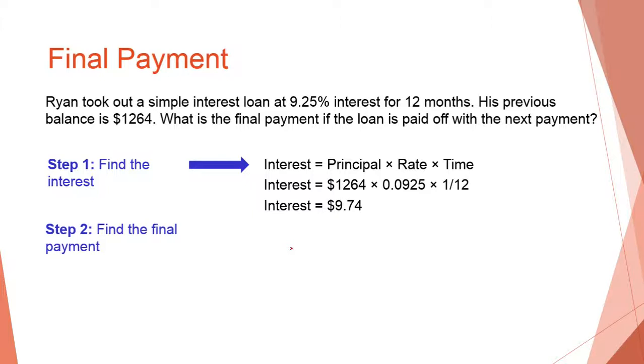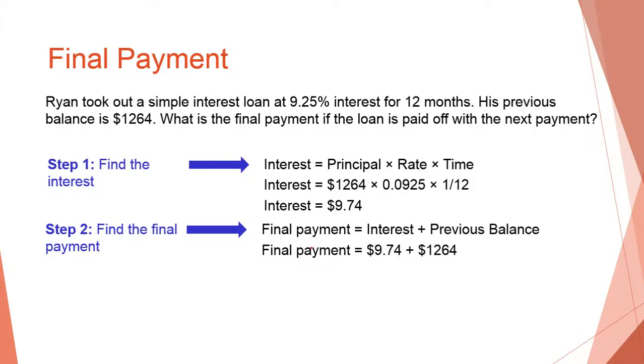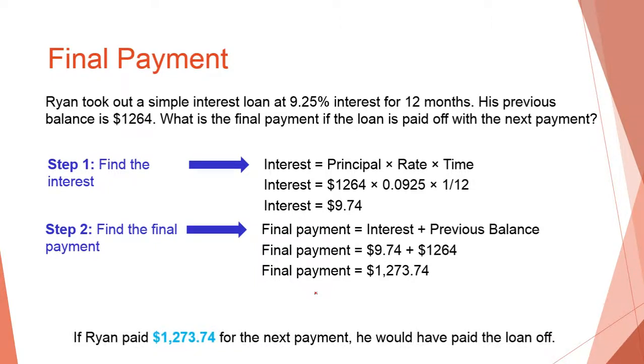So the next step is to find the final payment. Final payment is simply the interest plus the previous balance. So if we pay $1,273.74, the loan is completely paid off.